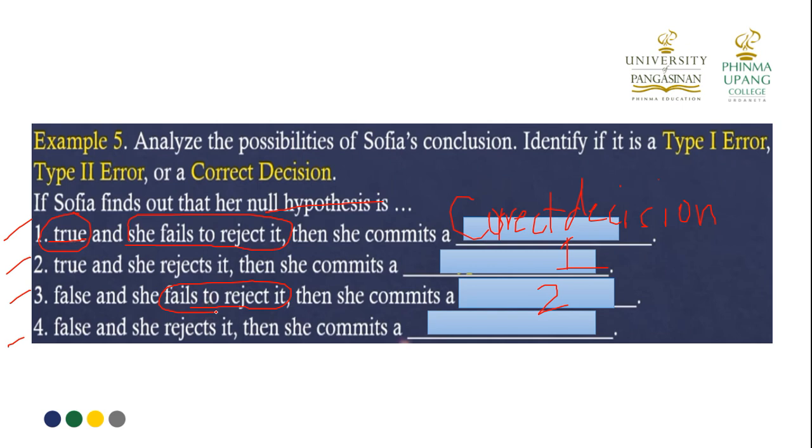Balikan niyo yung mga definition. Find out that her null hypothesis is false and she fails to reject it. So, nag-fail siya na i-reject yon. So, dapat, kapag ni-reject niya yung false, that is correct decision. At kapag in-accept niya yung true, that is correct decision. But here number 3, kasi sabi niya, fails to reject, ibig sabihin in-accept niya yung mali. So, kahit alam niyang mali, in-accept niya pa rin. So, number 3 is type 2. Number 4, false and she rejects it. O, yun. Alam niyang mali, ni-reject niya. That is correct decision.